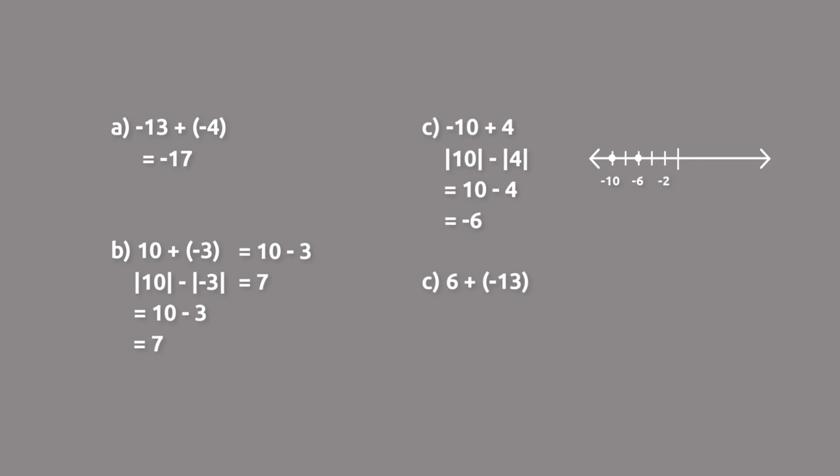6 plus negative 13, again we'll look at the difference of the absolute values. So the absolute value of negative 13 minus the absolute value of 6, that equals 13 minus 6, which equals 7. The negative number's absolute value was bigger, so we know that the solution is negative, and therefore the answer is negative 7.